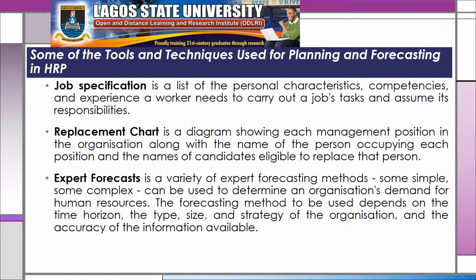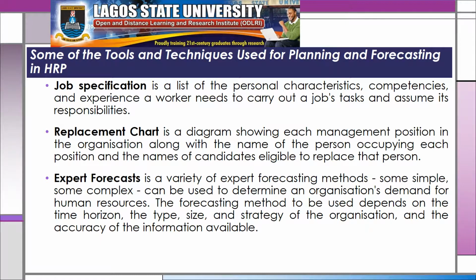So the job specification is a list of personal characteristics or competencies that whoever is going to take that job must possess. For instance, maybe the person must be a BSc holder, must have knowledge of computers, must be analytical in his work, might be an orator.